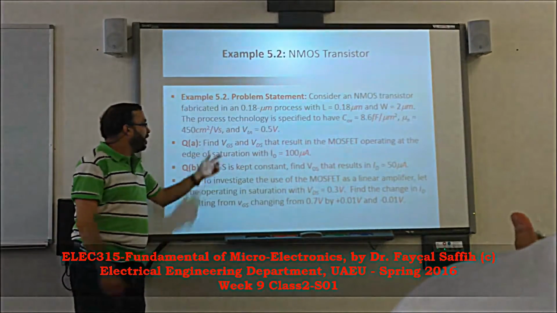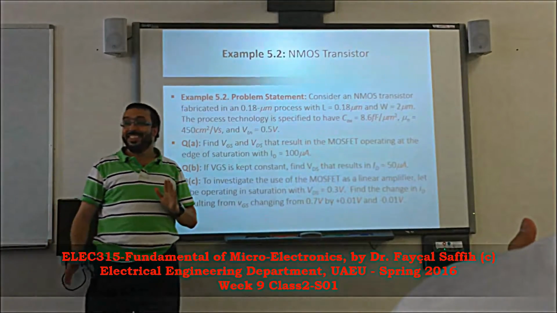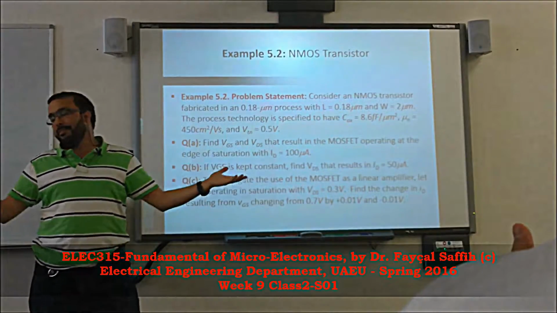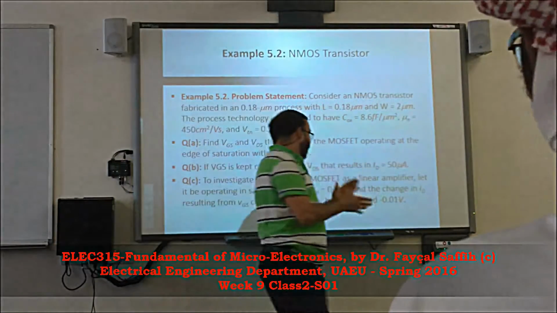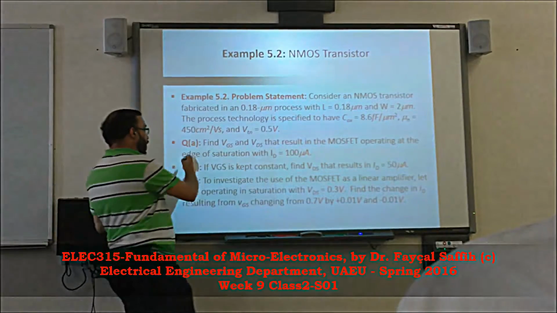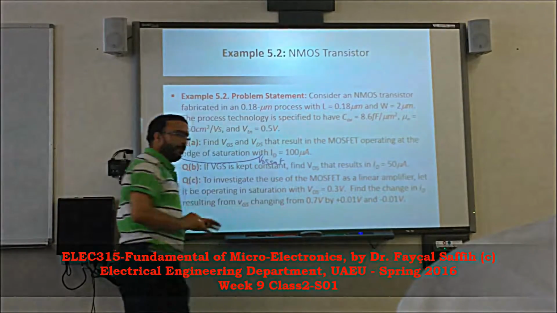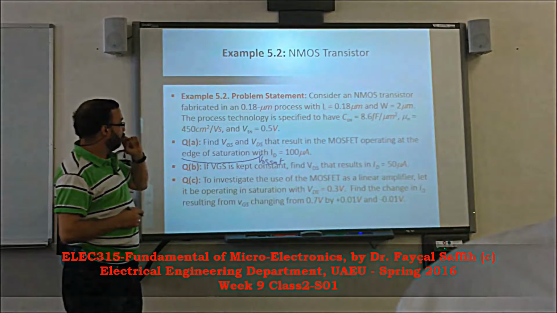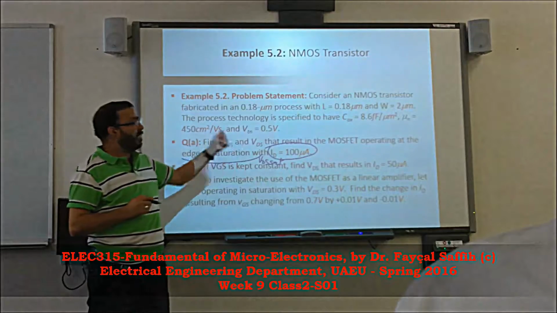Okay, good. So find VGS and VDS that result in the MOS operating at the edge of saturation. So what's the edge of saturation? VDS is equal to VOV. Good. So I know that we are at VDS sat, yes or no? Yes. I know where I am. Very good, that's number one. And the question, I have ID, very good. And I need to find VGS and VDS.